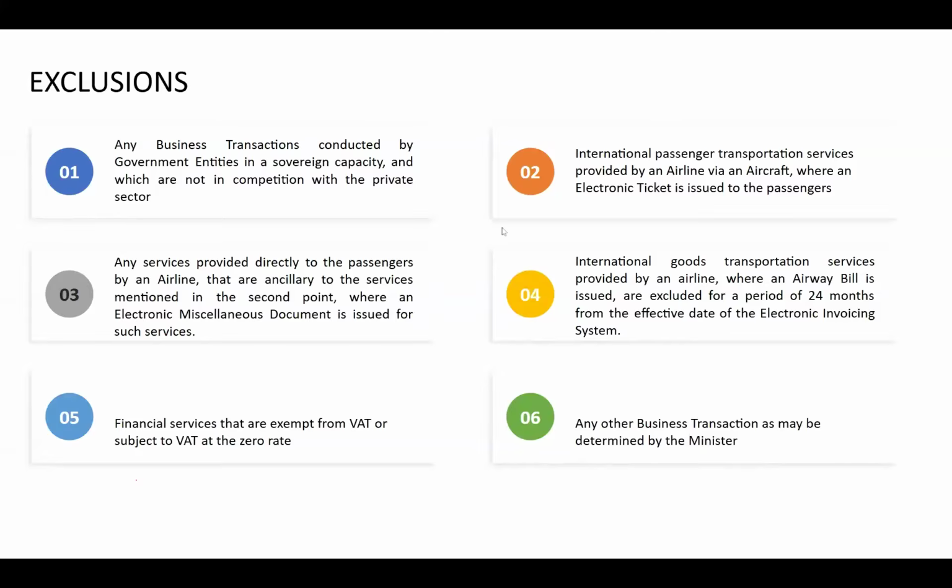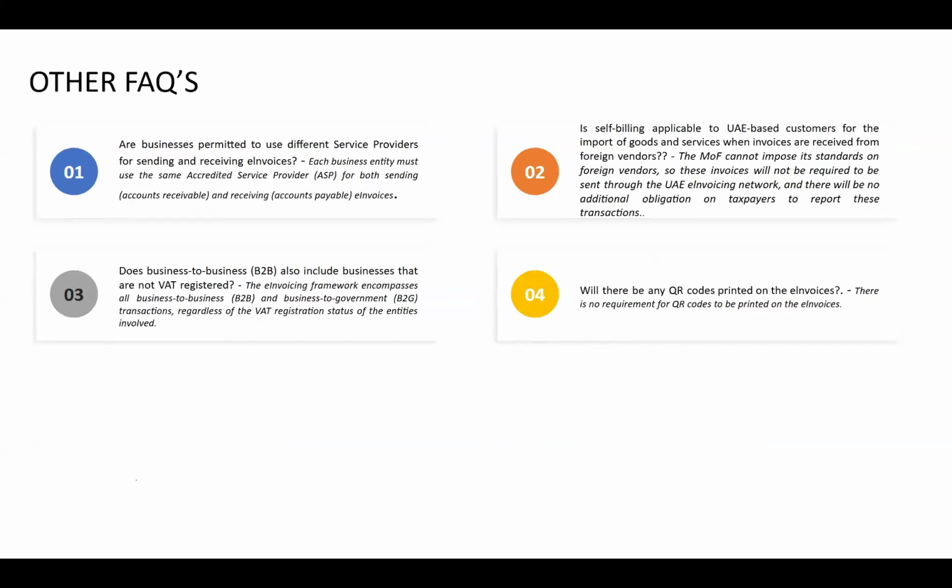Now moving forward to the next, what are the other questions that may come to mind which are clarified by the FTA. Can an entity use a different ASP, that is accredited service provider, for receiving and issuing the invoice? The answer is no, they should use the same ASP to issue and receive the invoices.